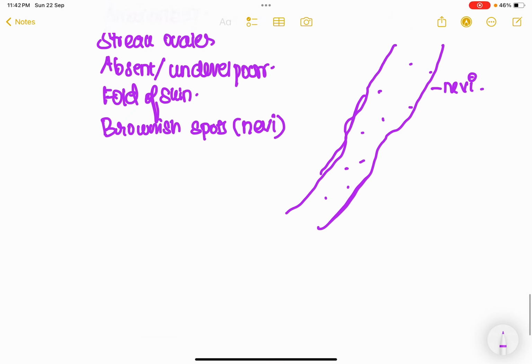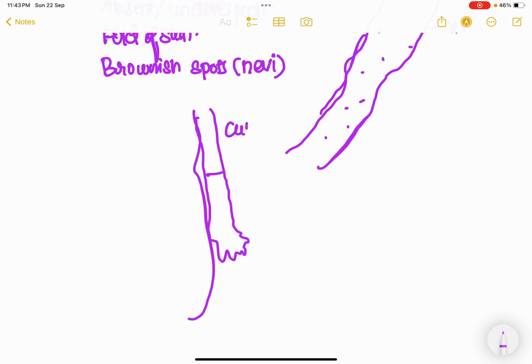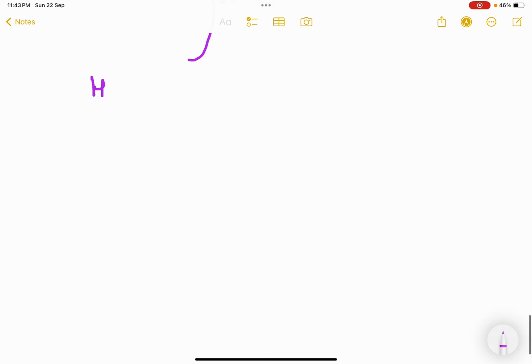And the hand will be in such a position of cubitus valgus. If this is the body, then the hand will be very close to the body, which is termed as cubitus valgus. Is that clear? Okay. And the patient is also prone to heart diseases. The patient also has certain heart diseases, which is the most common.